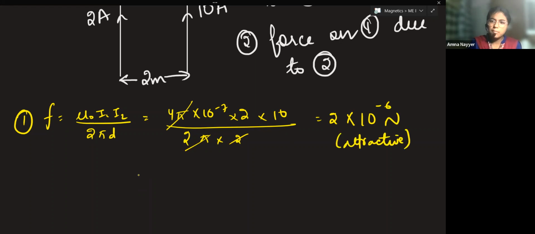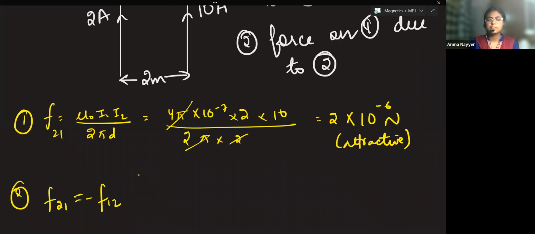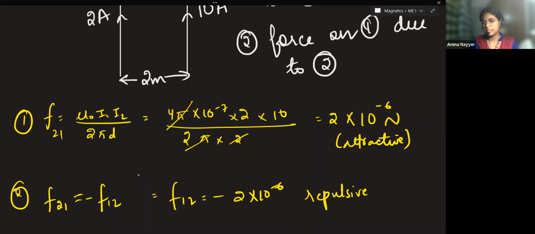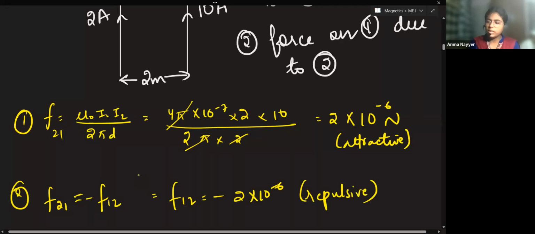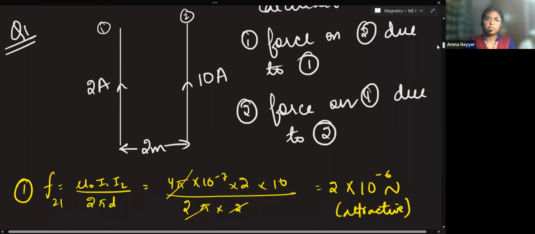Now for the second part, force on the first due to second, this was force on second due to first. I need not calculate anything. The force will be negative. So F12 will be minus 2 into 10 to the power minus 6, and this is repulsive. Note it down, we'll do one more. One more question, an important question, is there. This was just formula. Note this down and we'll do the next.